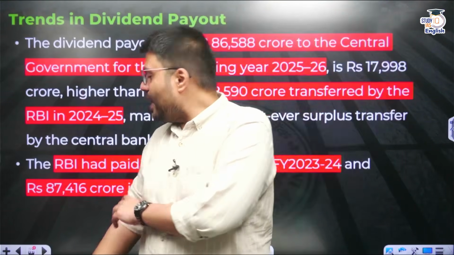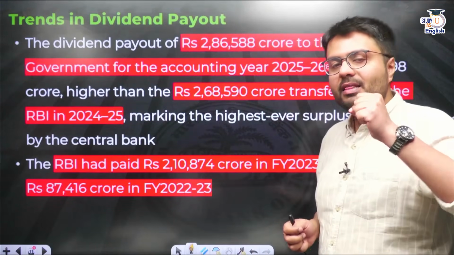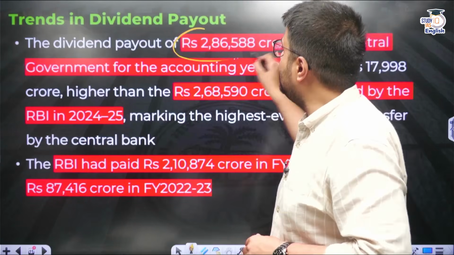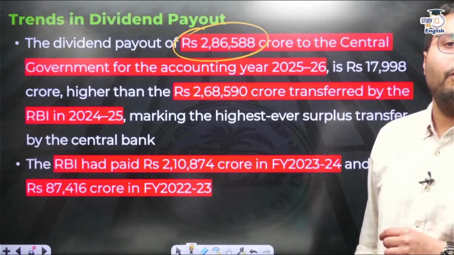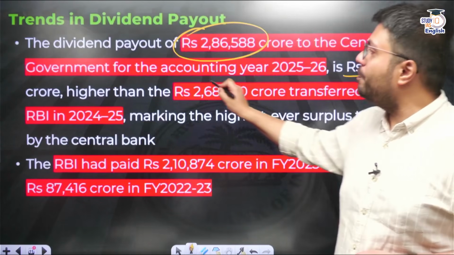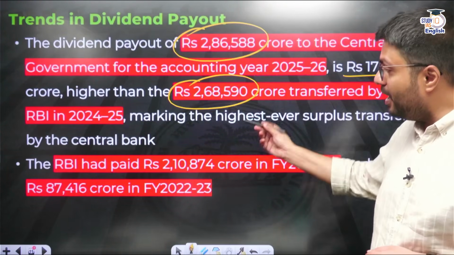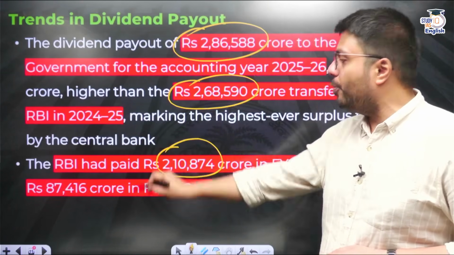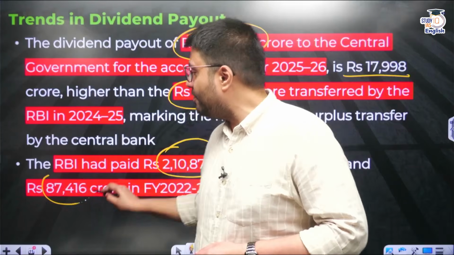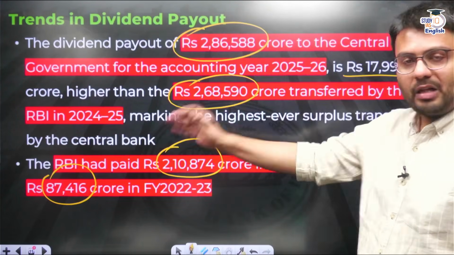Right? Now let us understand, before concluding our today's session, what have been the trends in the dividend payout by the RBI to the government. This year, the government has received more than 2.86 lakh crore rupees as a dividend, which is about 18,000 crore rupees more as compared to last year, 2.68 lakh crore rupees. Similarly, a year before that, it was less, 2.10 lakh crore, and a year even before that, it was 87,416 crore rupees, right? So this is thousands of crore rupees.